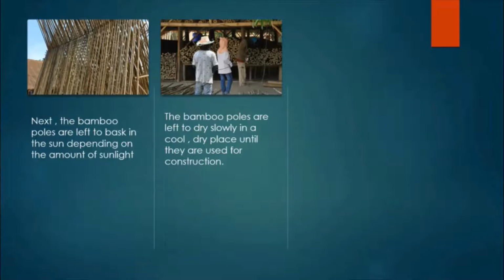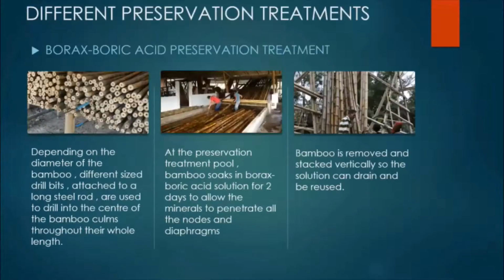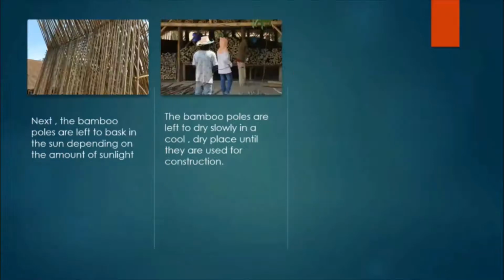One effective treatment is the application of a thin layer of epoxy to the bamboo surface, followed by a coating of fine sand, yellow in color, which is more attractive as a bamboo construction material. As a last step of bamboo treatment, the bamboo poles are left to dry slowly in a cool, dry place until they are used for construction. The figure shown here supports different methods involved in borax boric acid preservation treatment.